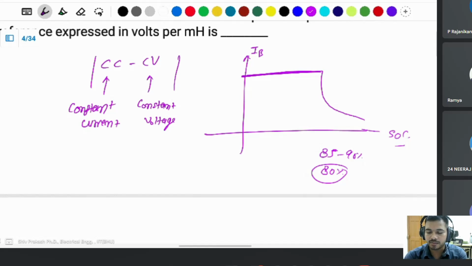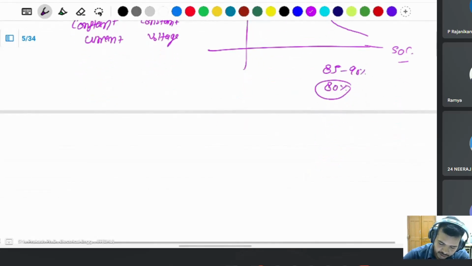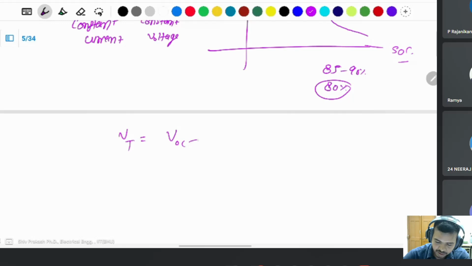There is an internal resistance. That's why you use the constant voltage mode, because the terminal voltage of the battery is VOC plus IB into RA, the internal resistance. If you use very high current, then this terminal voltage shows like a full voltage. There is some voltage limitation in a battery.